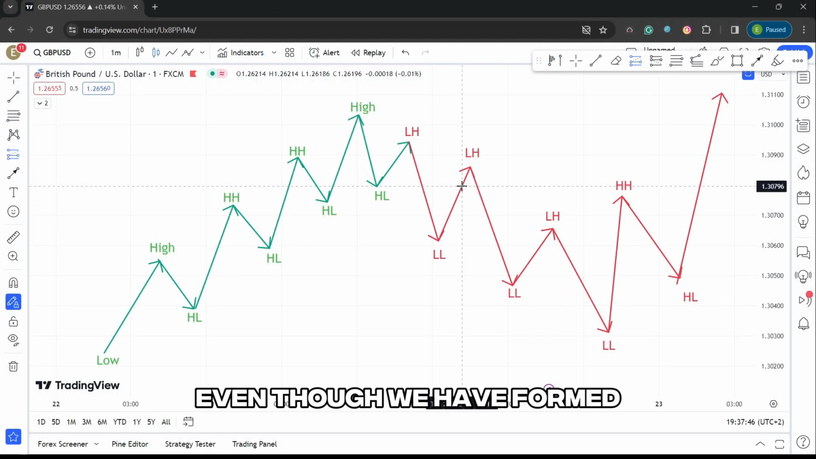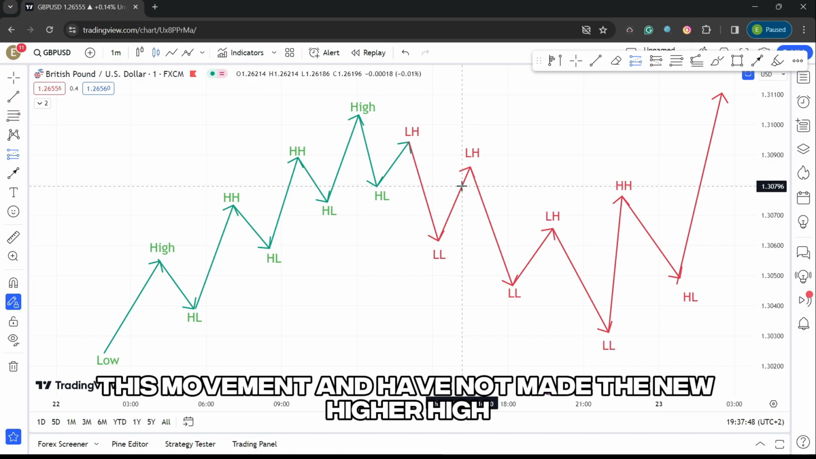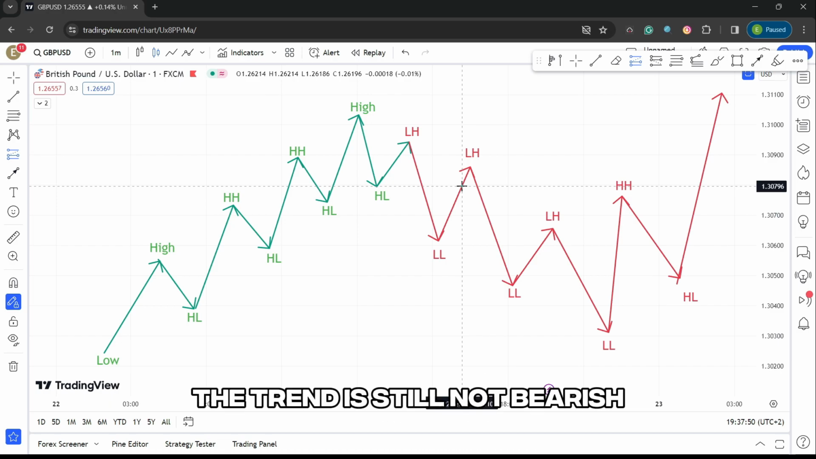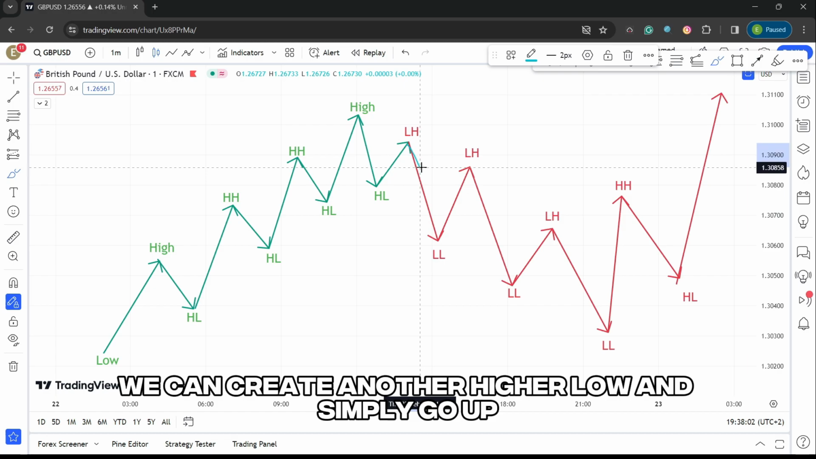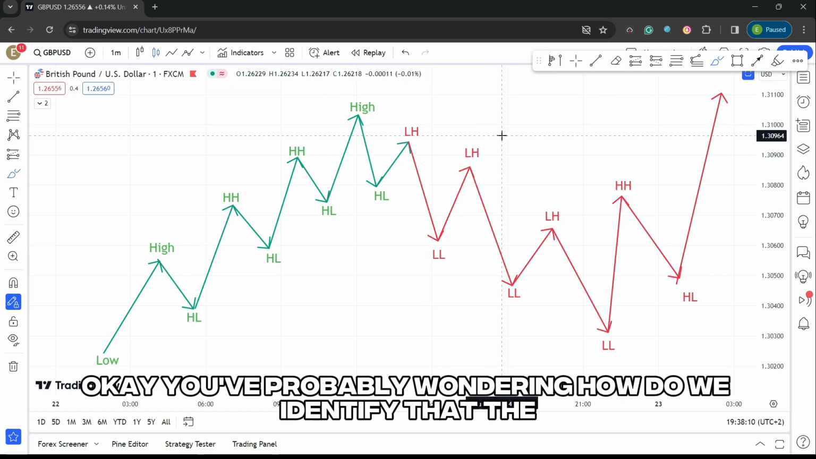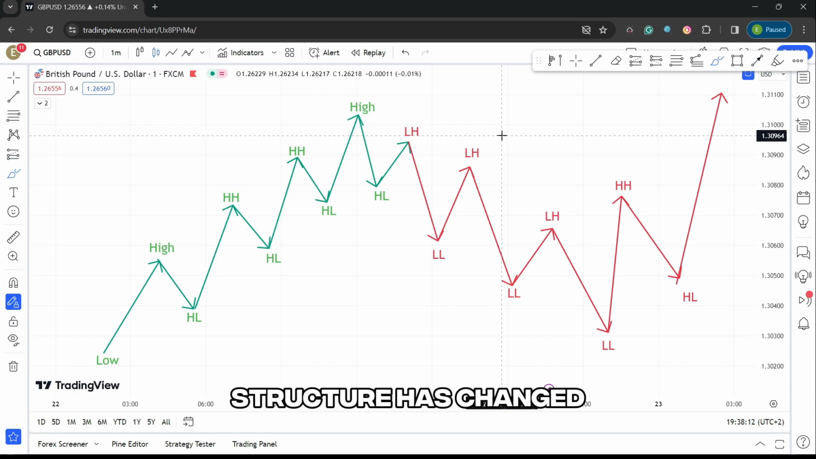Even though we have formed this movement and have not made a new higher high, the trend is still not bearish, because from this point we can very easily do something like this. We can create another higher low and simply go up. Okay, you're probably wondering how we identify that the structure has changed.